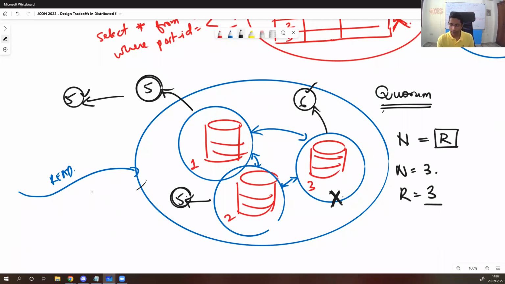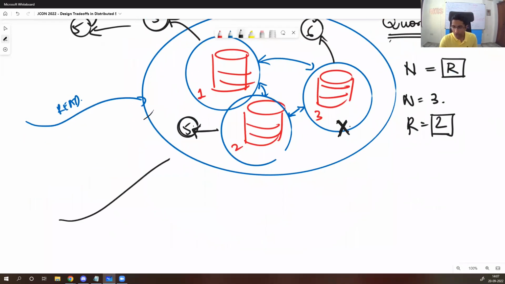Instead, I did a quorum. I saw that the majority, 2 out of 3, are surviving. They say it's 5. I go ahead with 5. So if my criteria for a successful read request is 2, R equal to 2, then I might lose out on some consistency. We are seeing that could happen.